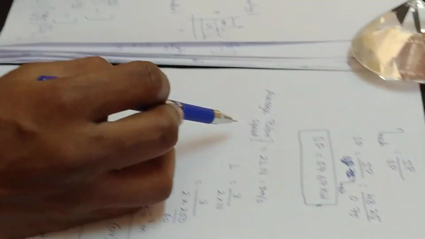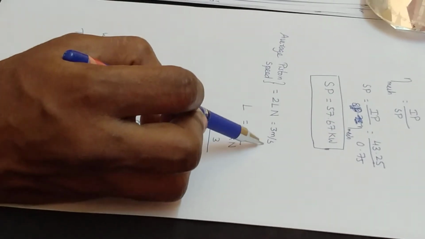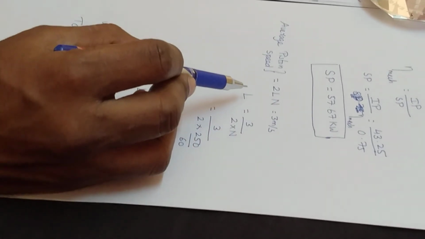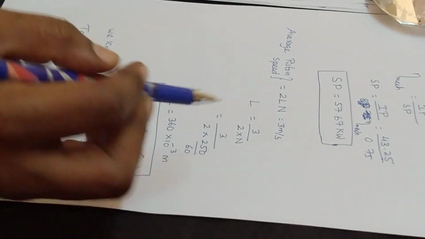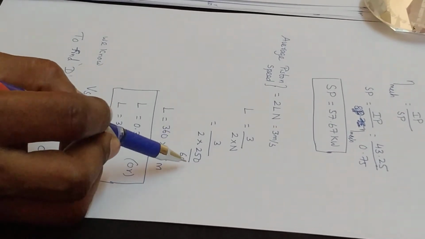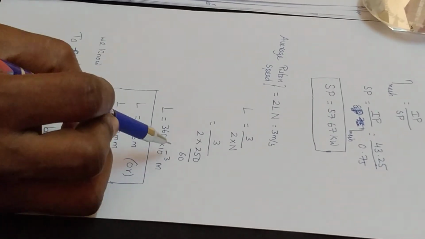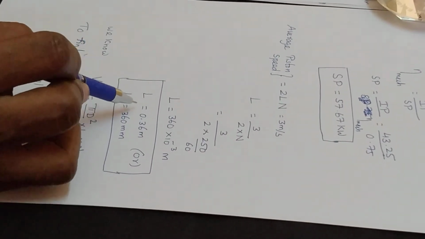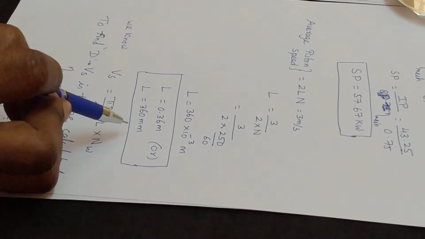The average piston speed given in this problem is 3 meters per second, which is equal to 2LN. So we want to find out the stroke length. So L is equal to 3 divided by 2N, where N is the speed which is given in RPM, revolutions per minute. We want it in terms of RPS, so we divide this by 60. So finally we get the stroke length as 0.36 meter, which is nothing but 360 mm.